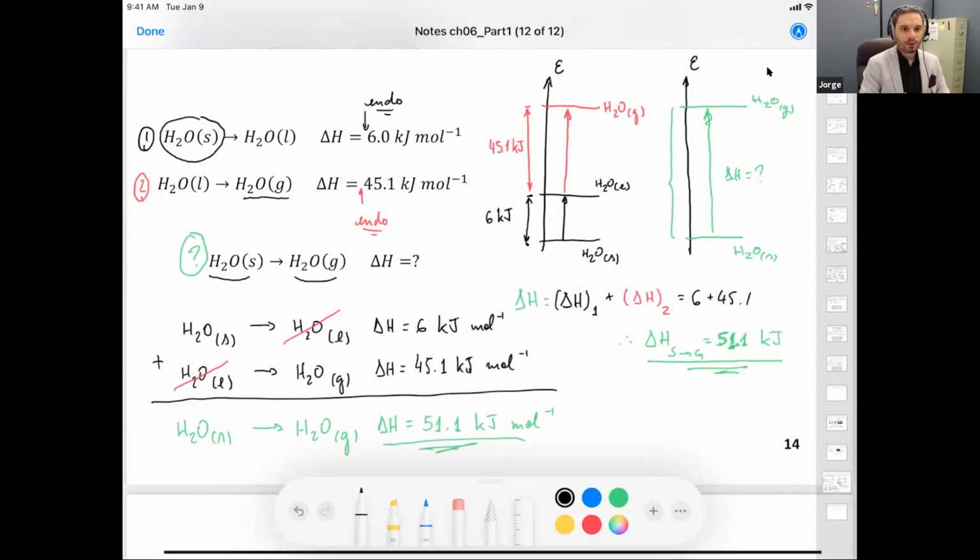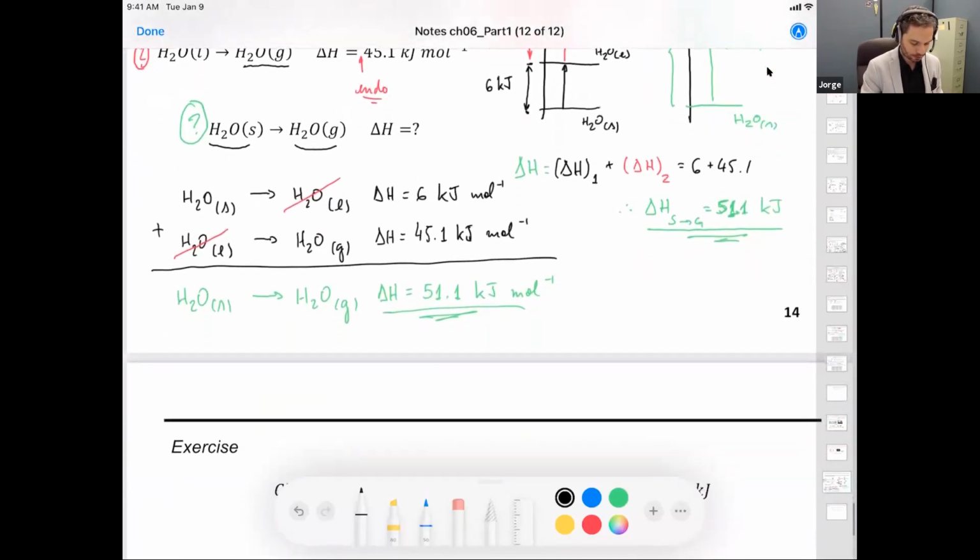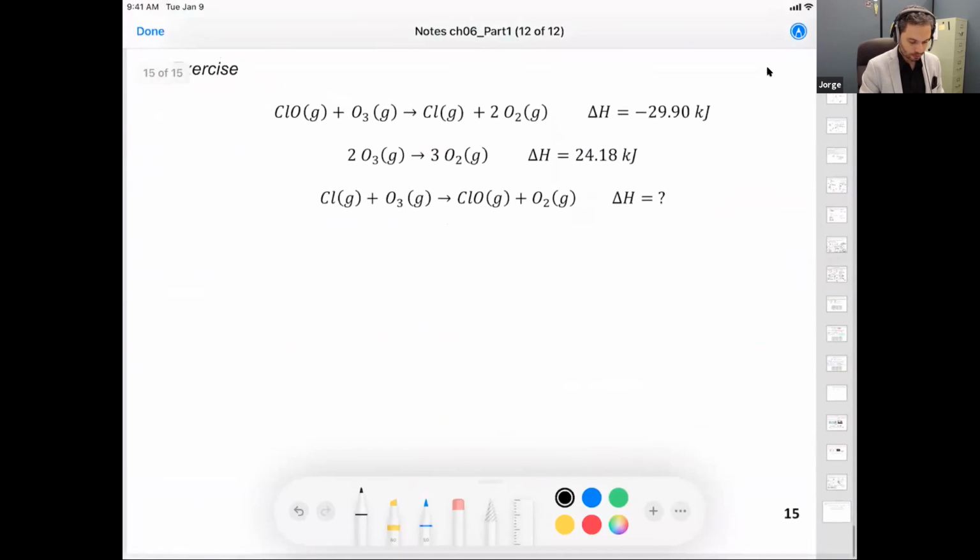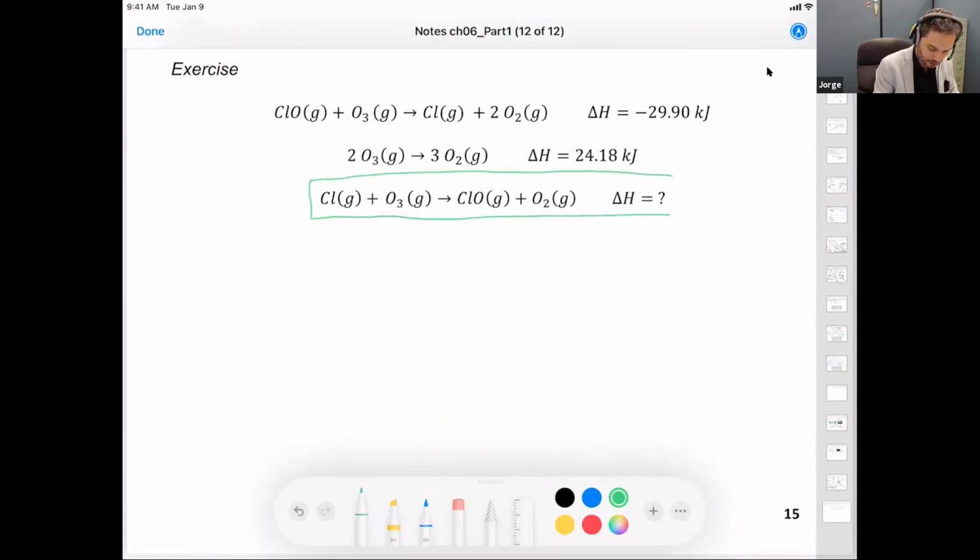Okay, so now let's try to solve a more complex problem here. So here is the proposed exercise. The question is that we are looking for the delta H for the third reaction over here: chlorine plus ozone giving chlorine monoxide plus oxygen.